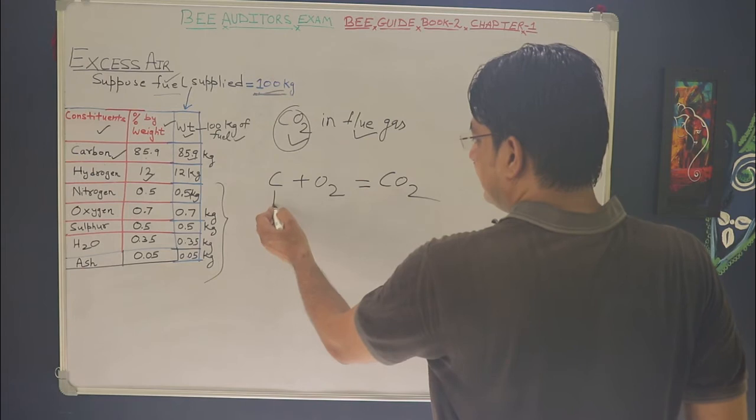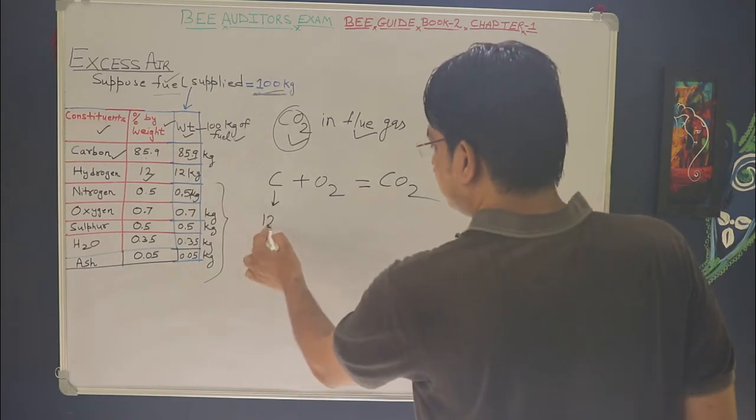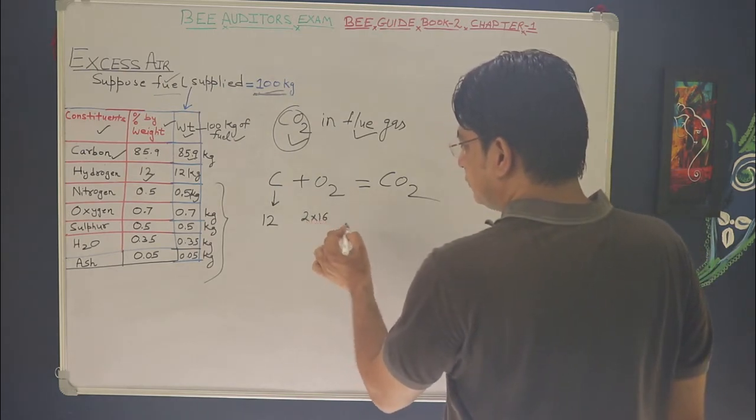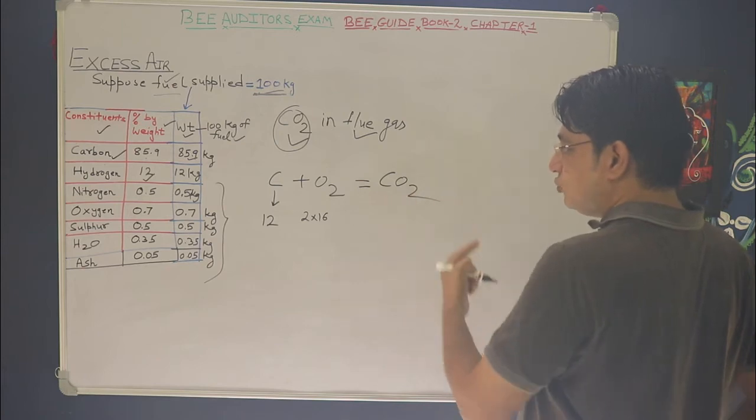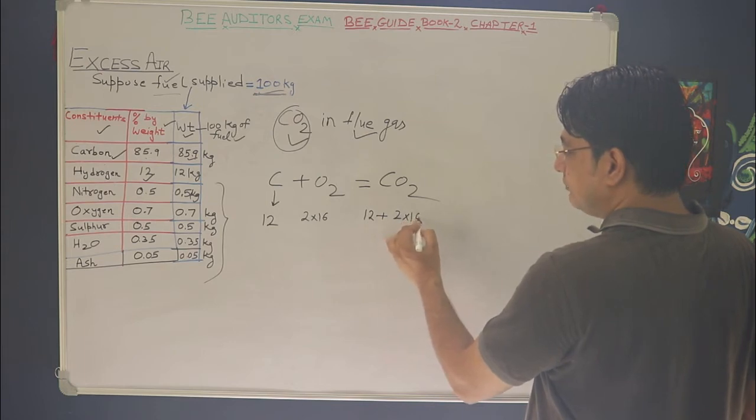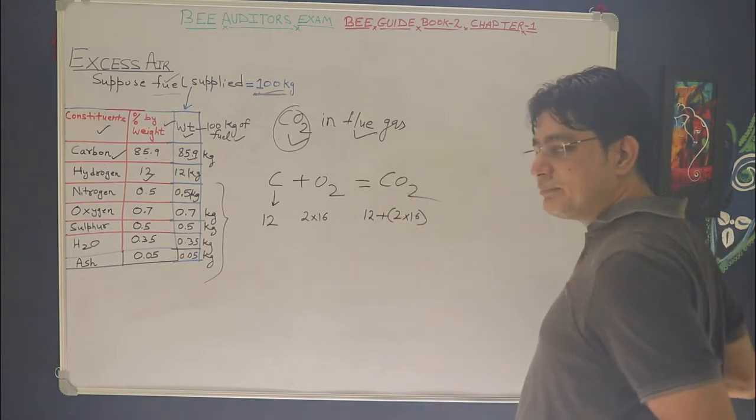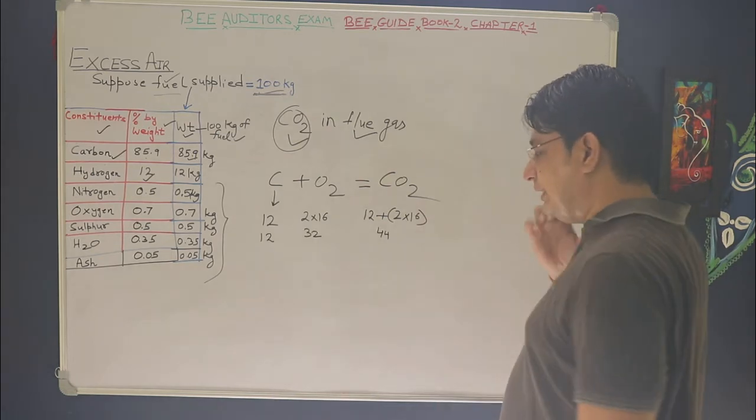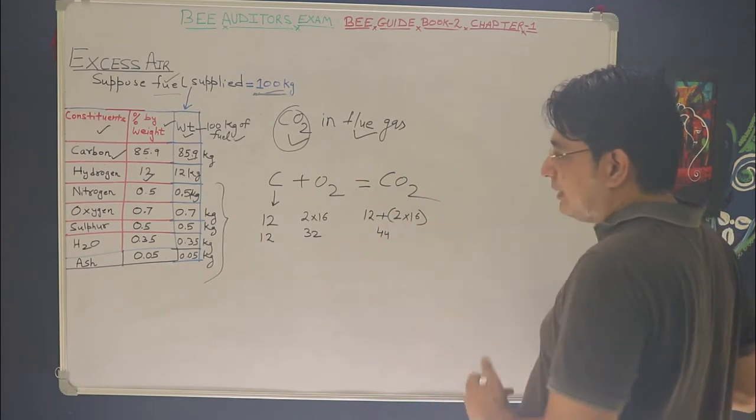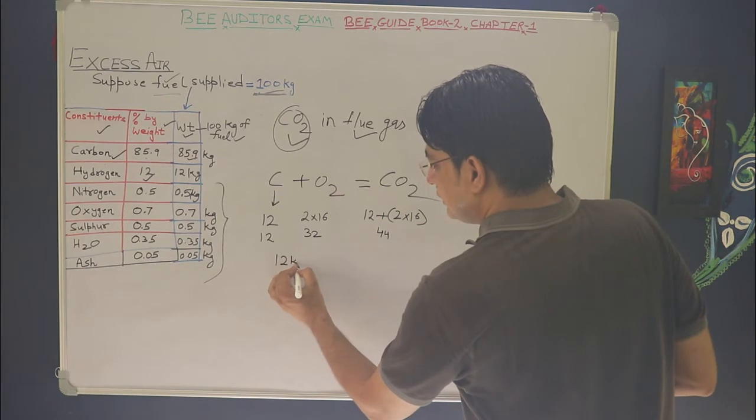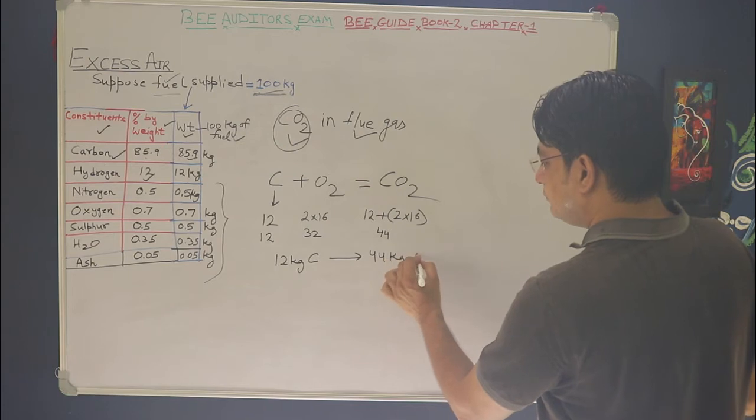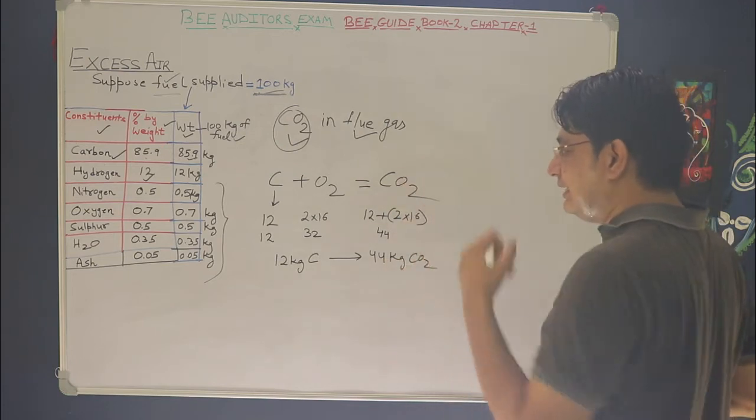So from here you can see that the atomic weight of carbon is 12, the atomic weight of oxygen is 16, so the molecular weight of O2 will be 2 into 16. Similarly, the molecular weight of CO2 can be calculated as 12, which is the atomic weight of carbon, plus 2 into 16, because 2 oxygen atoms are present in CO2. So you can easily calculate it as 12, 32 and 44. So what I can say from here is that 12 kg carbon is leading to the formation of 44 kg CO2, as you can clearly see from here.